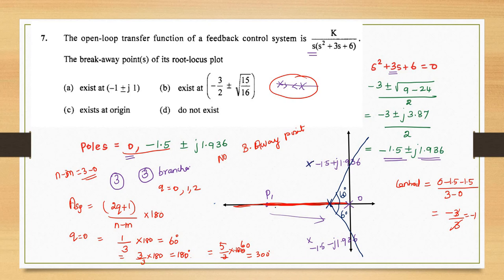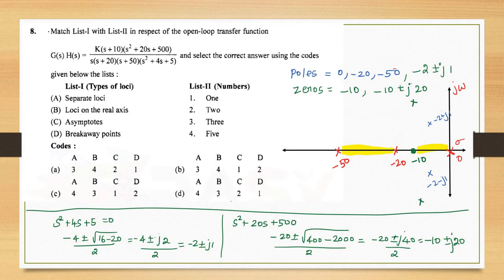Here this is one of the regions, and the next region follows the asymptote and tends to infinity. Okay. So how many breakaway points? Is there any breakaway point? There is no breakaway point. So do not mark X.